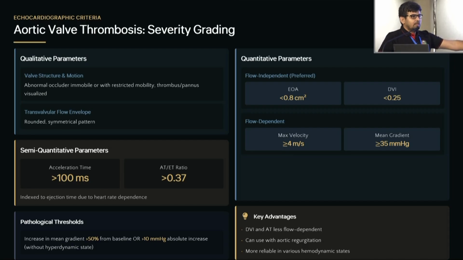And the ratio of acceleration time to peak ejection time, if the ratio is more than 0.37, then also we will take this as a severe aortic valve thrombosis.